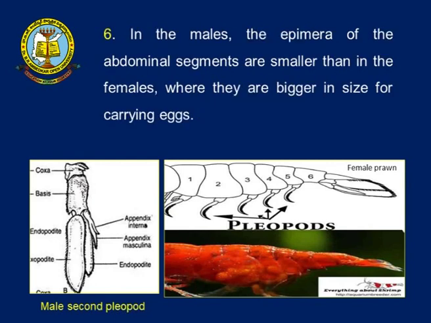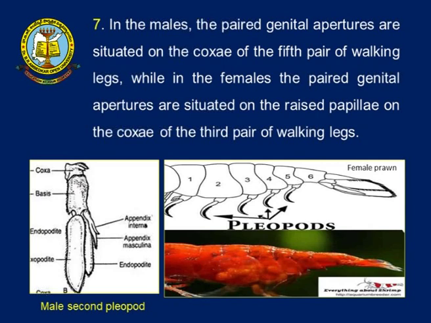In the males, the epimera of the abdominal segments are smaller than in the females, where they are bigger in size for carrying the eggs, that is the pleopods are a little bit bigger so that they can carry the eggs. If you look at this picture, the pleopods help in carrying the eggs in the females, which is absent in the males. And in the males, the paired genital apertures are situated on the coxa of the 5th pair of walking legs, while in the female they are found on the 3rd pair of walking legs. So, that was a little bit of the difference in the dimorphism of male and female.